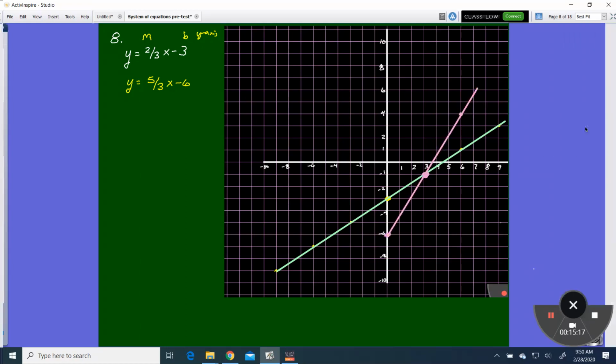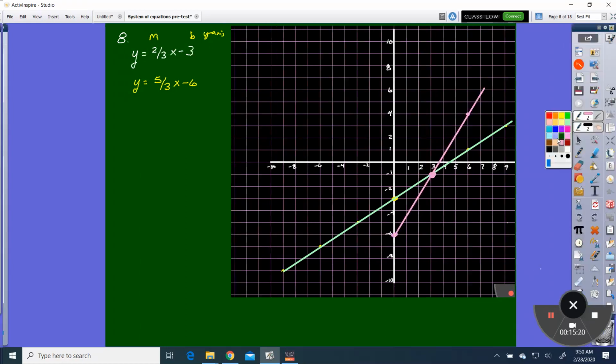So a lot of you leave your answer at this point, but that's not done, okay? You have to tell me what this intersection point is. So the x value is 3, the y value is -1. So x equals 3, y equals -1.